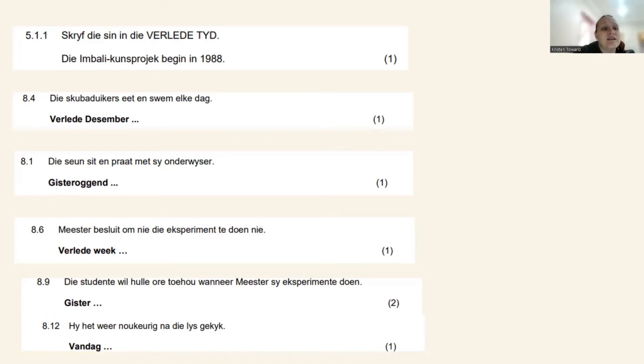Then the next question I found, die scuba duikers eat and swim elke dag. So they're checking eat and swim. So your actions, they're making sure you can put that correctly. So you can't eat and swim at the same time. So you're going to give them both a ge. And verlede December is what they tell you. So now you need to know that verlede means last. So you need to be able to realize that they're asking you to put it in the verlede tyd without them giving you the instruction. So, verlede December het die scuba duikers geëet en geswem elke dag.